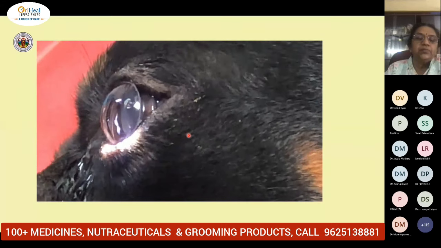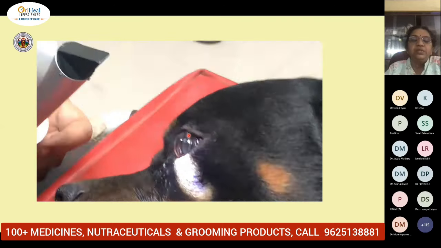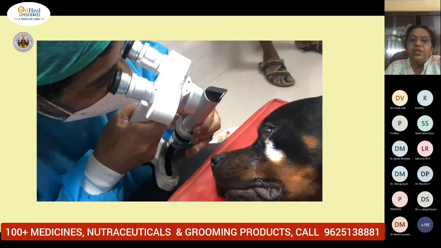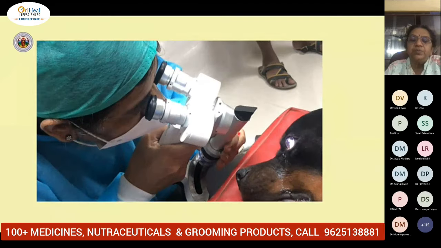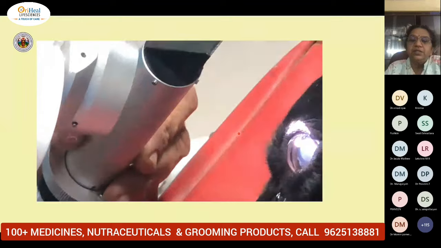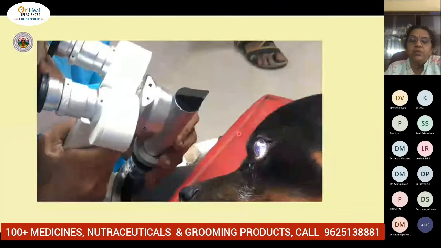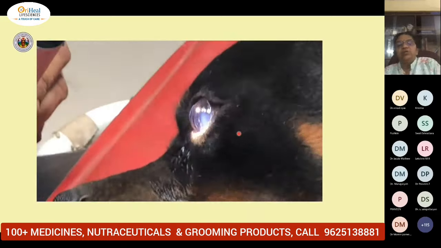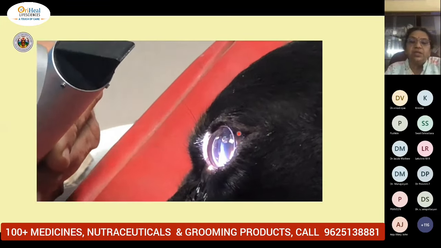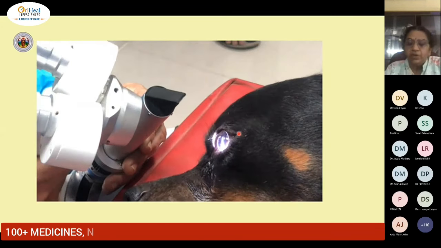What you actually assess with the help of a gonio lens is the thickness of the trabecula as well as the pectinate ligament. If they are not spread sufficiently, that means they are closed, and it indicates closed angle glaucoma. So to check whether it is open angle or closed angle glaucoma, whether your medications are going to work, whether it needs medical or surgical therapy, all this you will be able to study better with the help of a gonio lens.